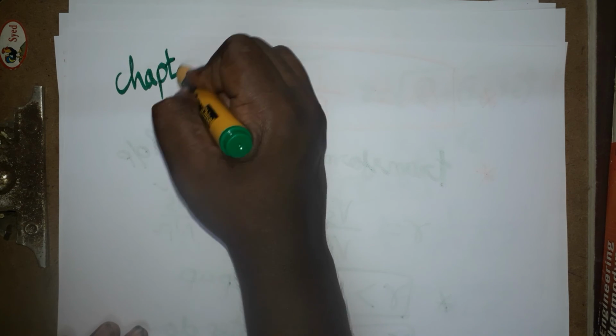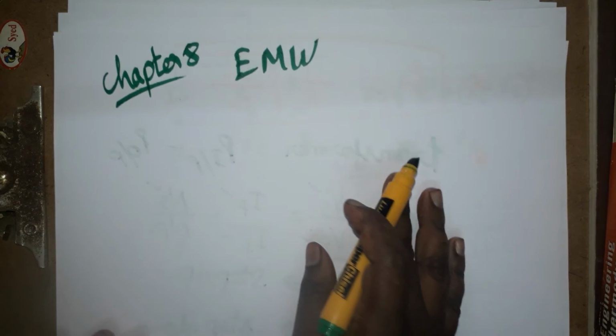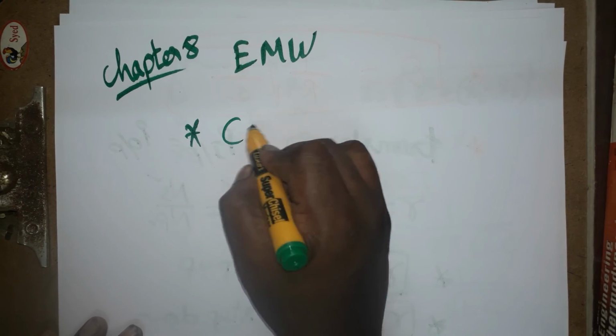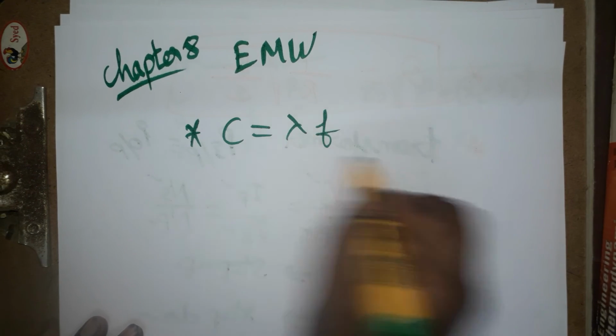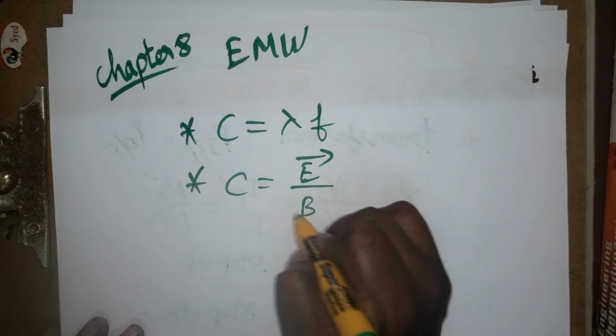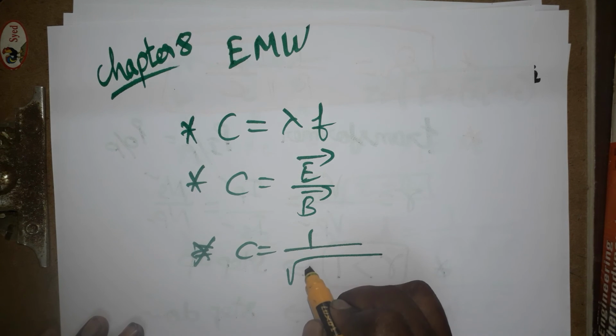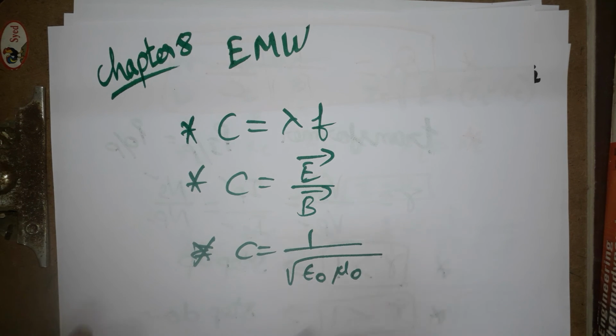Okay, chapter 8 now, it is electromagnetic wave, electromagnetic spectrum. Actually we have very simple formulas. Velocity is equal to wavelength into frequency. C is equal to electric field by magnetic field. Otherwise we can take C is equal to 1 divided by root of epsilon naught and mu naught. These are the formulas in electromagnetic waves. It's very simple.